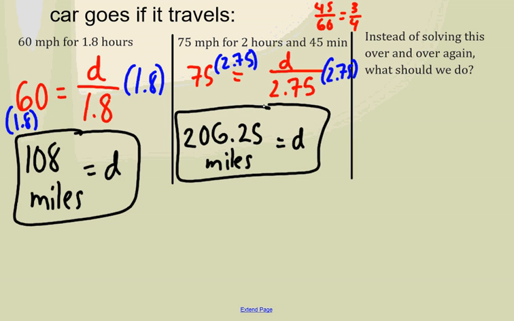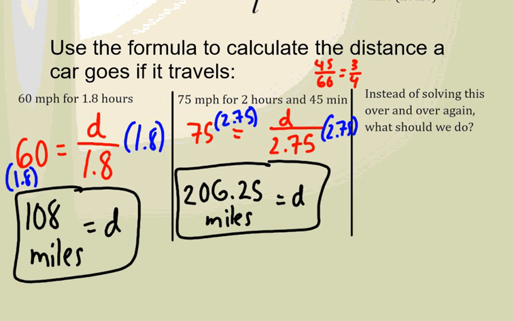Now you wouldn't want to do this process over and over and over again, especially if you were keeping track of a logbook or something for a company. So instead of solving this over and over and over again, what should we do? Well, let's just solve the formula for d.